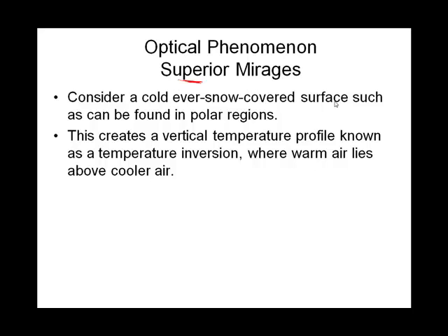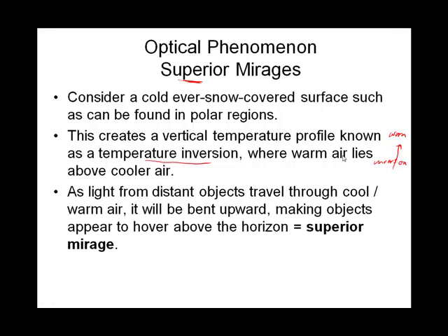So superior mirages need actually a scenario in the Earth's atmosphere near the surface we call a temperature inversion. So remember what a temperature inversion is: as you go up in elevation in the troposphere, it gets warmer. Okay, that is an inversion. So we can get temperature inversions in the polar regions, especially.